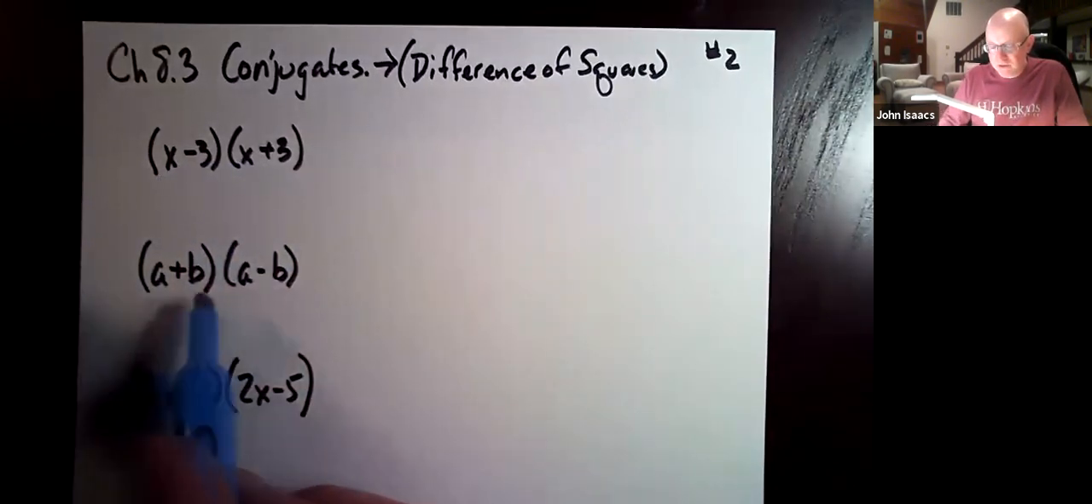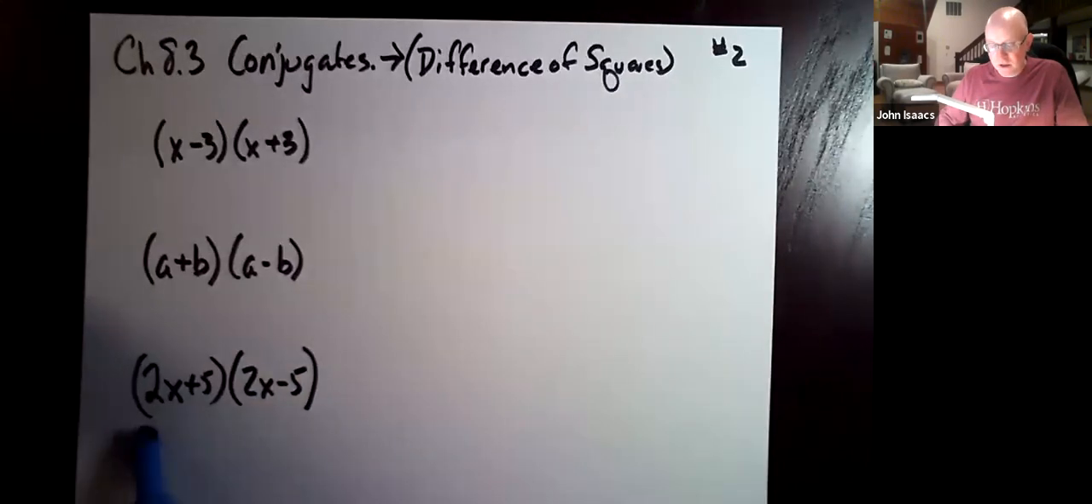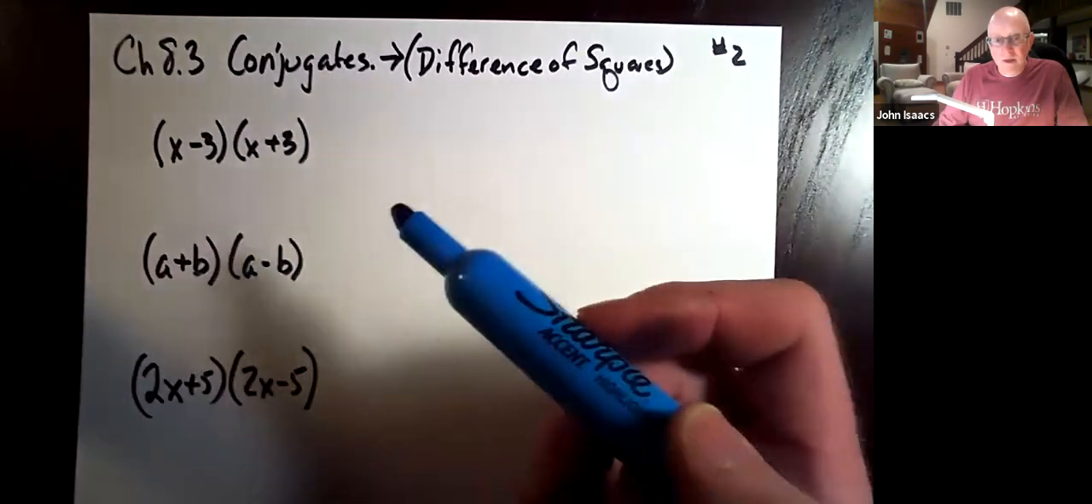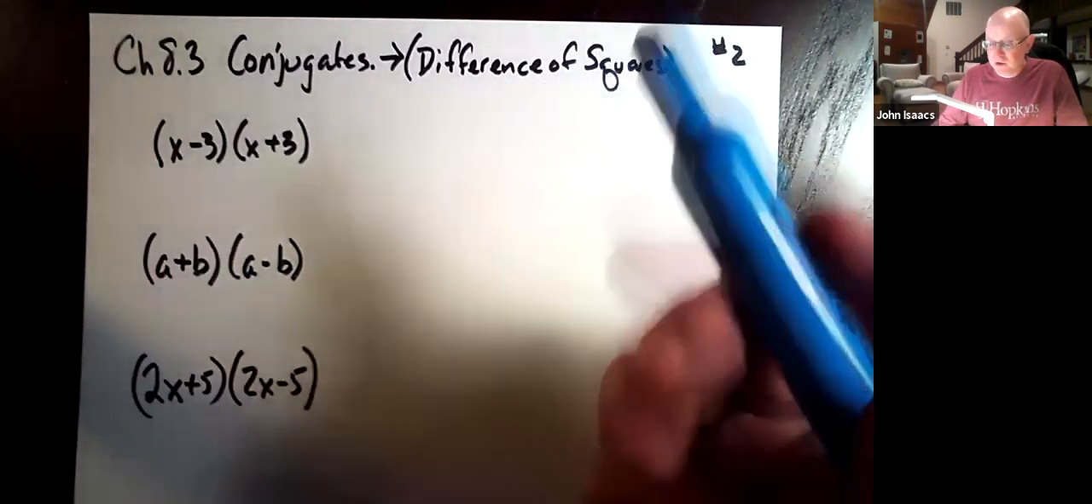So a plus b and a minus b are conjugates. 2x plus 5 and 2x minus 5 are conjugates. So what we're looking at here are conjugates. Now, the result of multiplying conjugates in these cases is called a difference of squares. So let's see what happens here.